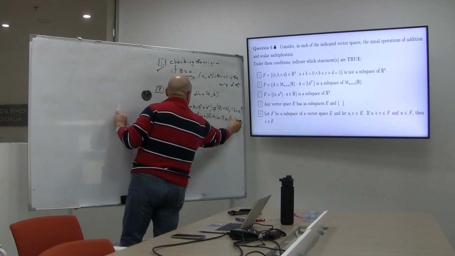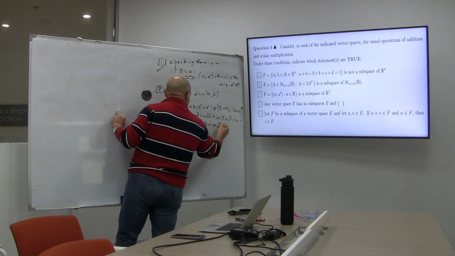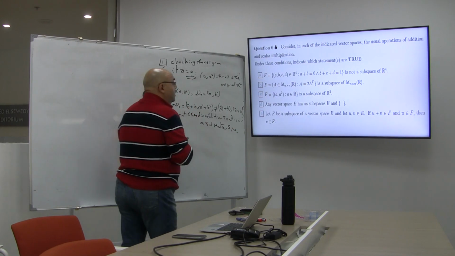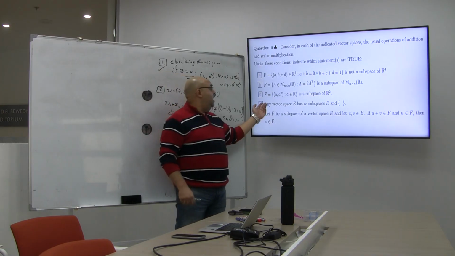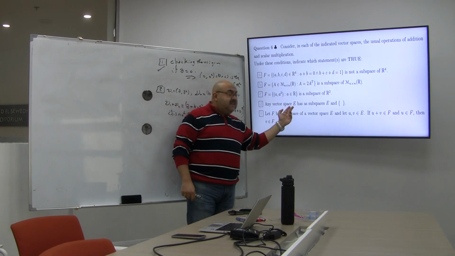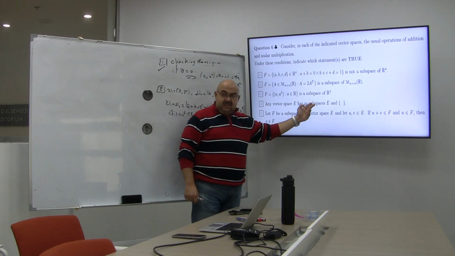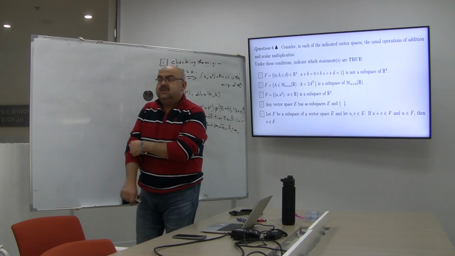So it is not a subvector space. Okay, it's very, very simple. For number D: any vector space E has sub vector spaces E and the empty set. Am I right? Is it right?